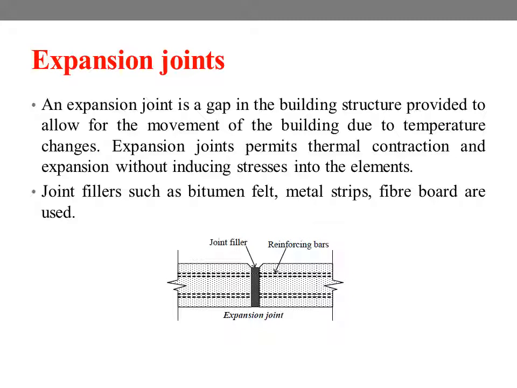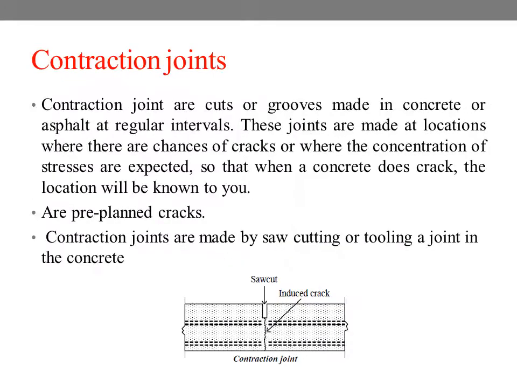Joint fillers are used, which are usually bitumen felt, metal strips, fireboards, etc. Now you could see the figure of expansion joint with the joint filler placed in between. Last we have the contraction joints. A contraction joint or a control joint is a joint that is put in the concrete to control the cracking due to temperature change causing shrinkage of concrete.